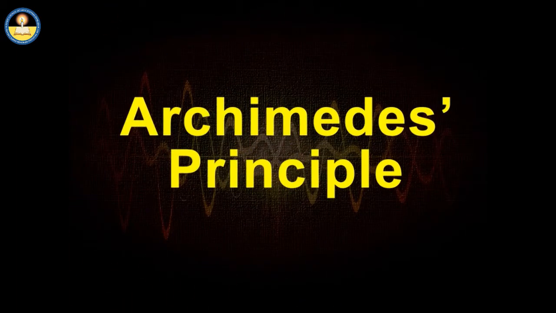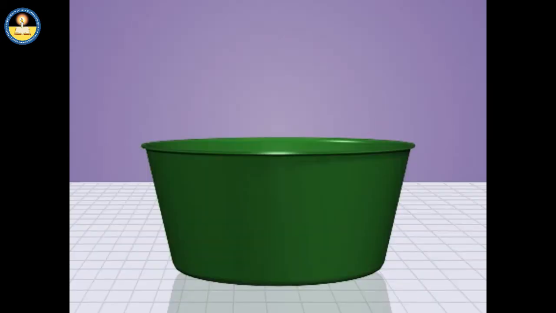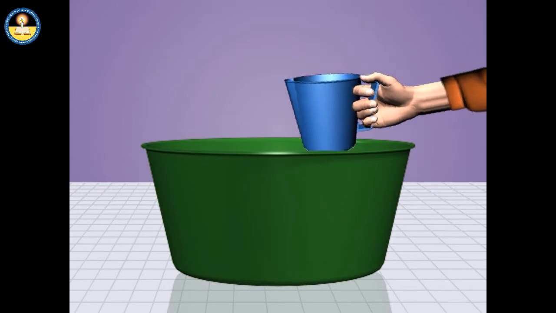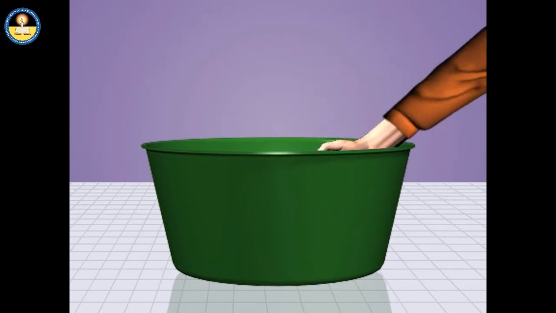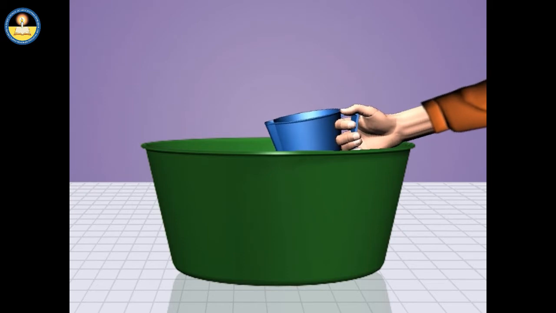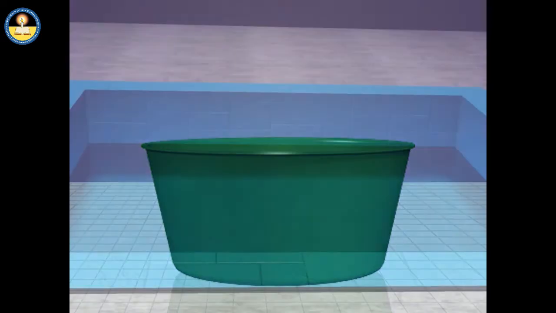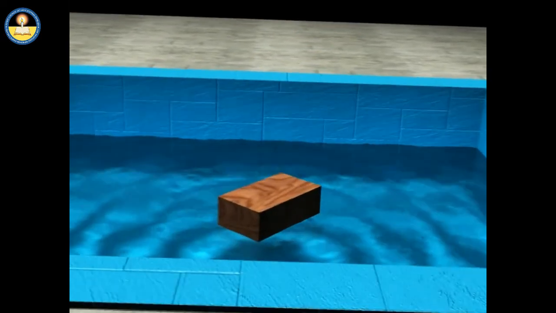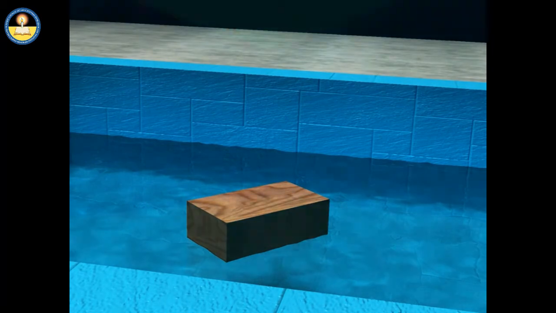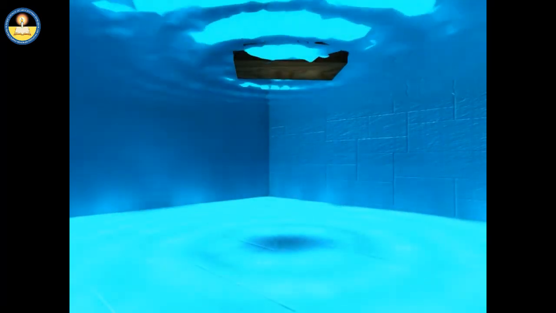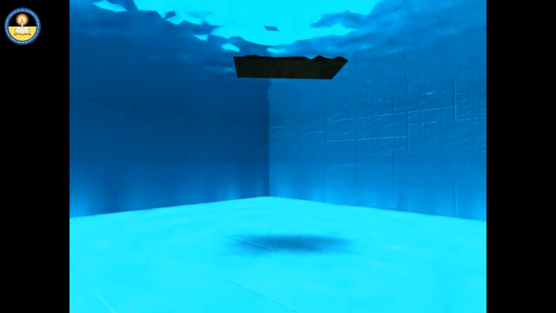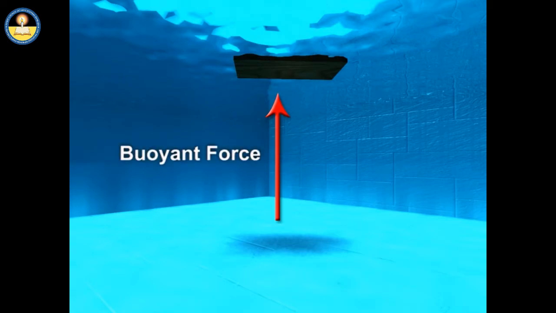Archimedes' principle. A mug of water appears lighter to lift when it is underwater and appears heavier when lifted above the water surface. When a solid object is submerged in a stationary fluid, the fluid exerts an opposing force in the upward direction on its surface. This net upward force is called the upthrust or buoyant force.